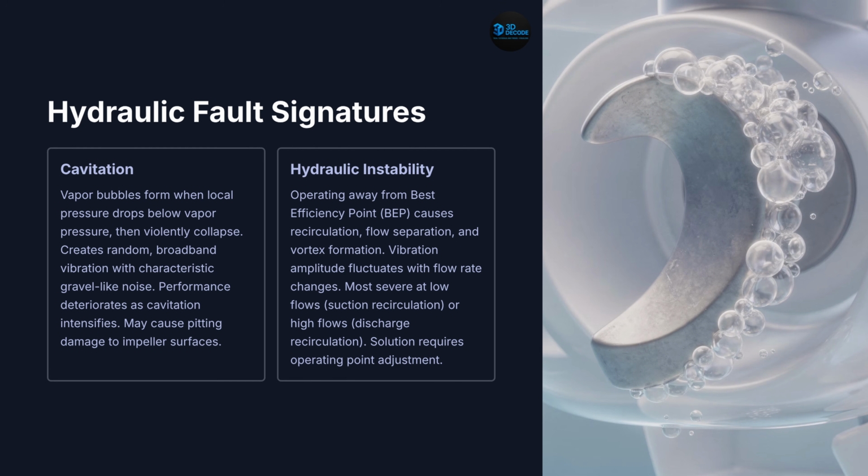Slide 12. Hydraulic instability. Operating away from BEP causes recirculation and unstable flow. This results in fluctuating vibration levels.